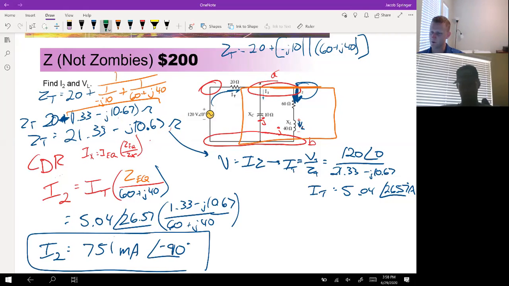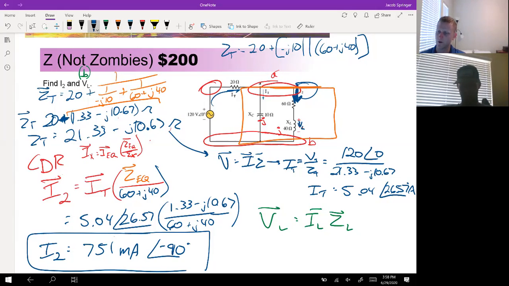I'll write in green part B, which is VL. Well, VL is equal to the current going through the inductor times the Z of the inductor. And these have all been vectors in case that wasn't clear with all my angles. These are all vectors, which is everything in AC. Everything in AC is pretty much vector math. But as a reminder, these were all vectors.